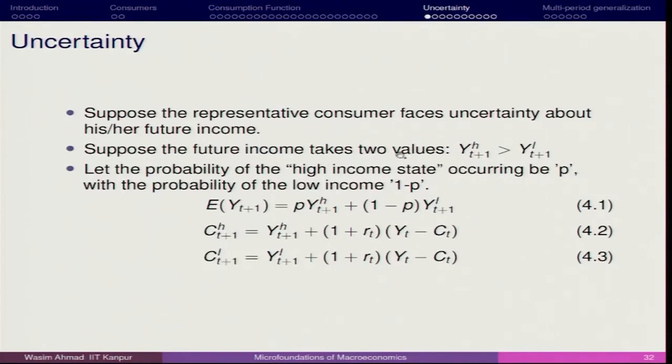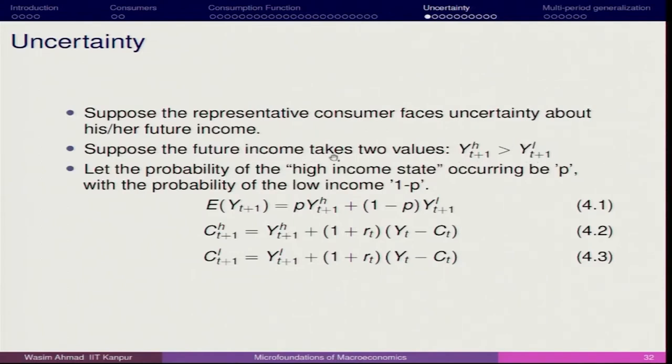Suppose the future income takes two values. Here we have y_{t+1}^h greater than y_{t+1}^l, and this shows that the representative consumer, because of this uncertainty, has this scenario in future.